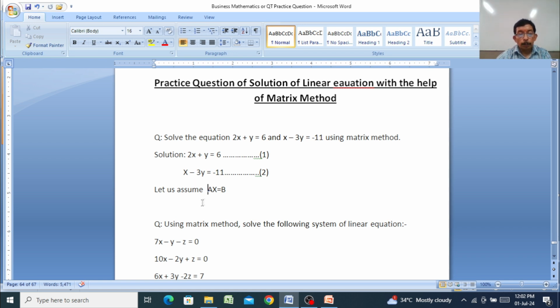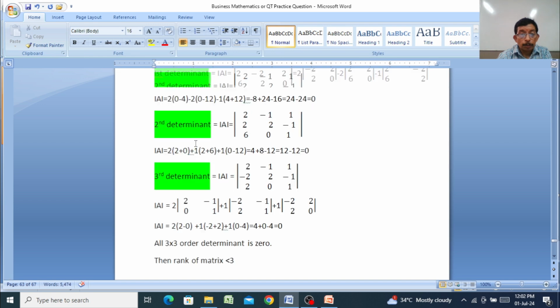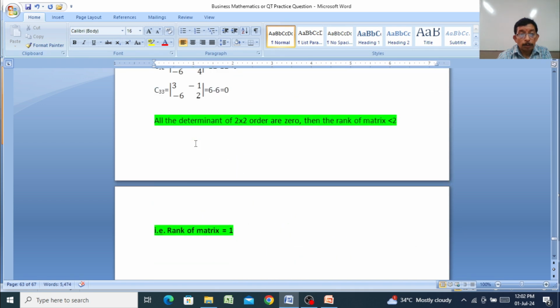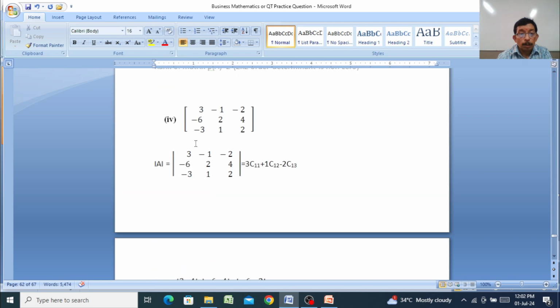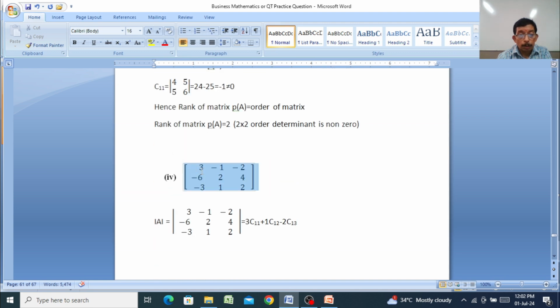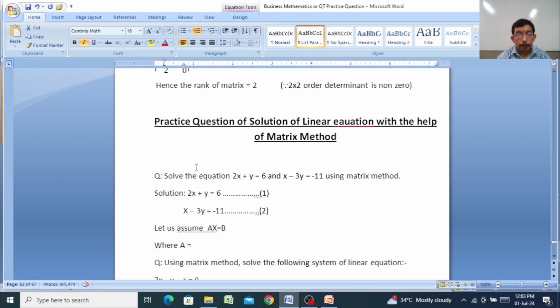Ax is equal to B, where A is equal to the coefficient matrix of x and y.